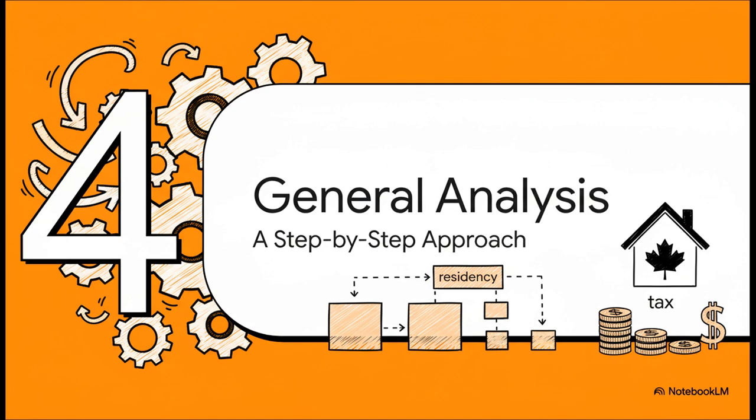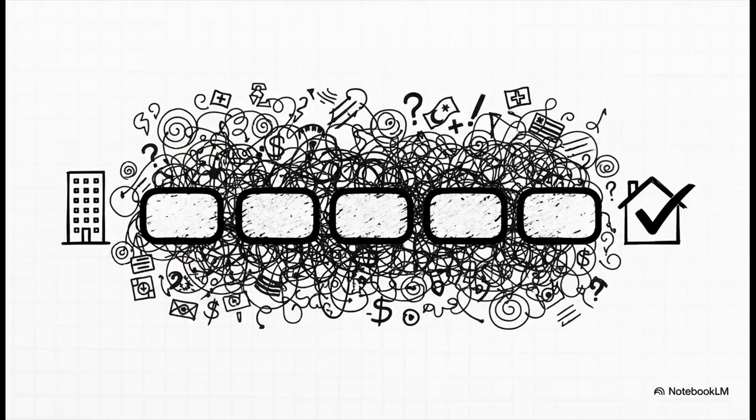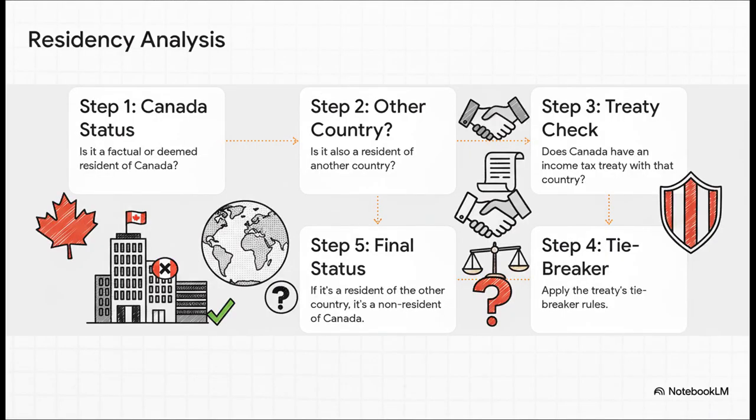All right, we've covered a lot of ground. Factual residency, deemed residency, tiebreaker rules. So now, for our final section, let's pull it all together into a clear, systematic framework that you can actually use to figure this out. Think of this as your roadmap, your checklist. If you follow these 5 steps, in this order, you can navigate the complexities we've discussed and come to a solid conclusion about any corporation's residency status. Okay, let's walk through it.